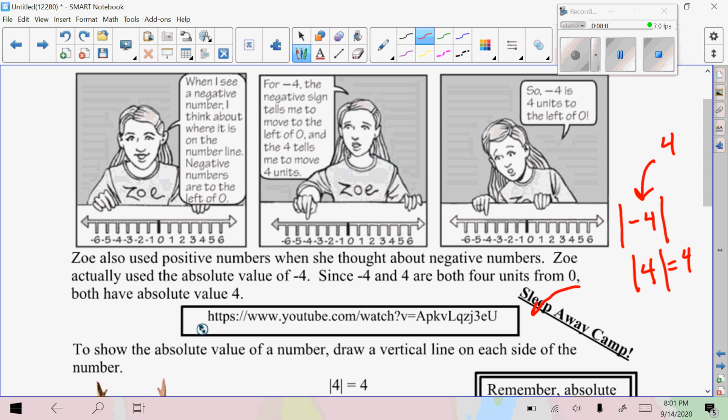I'm going to have you go ahead and watch that video right now. You'll find that video in the classwork section. And it's just a 2-minute video that talks about absolute value. I think it's good. So why don't you go ahead and pause this video and go back to the classwork and watch that absolute value video.